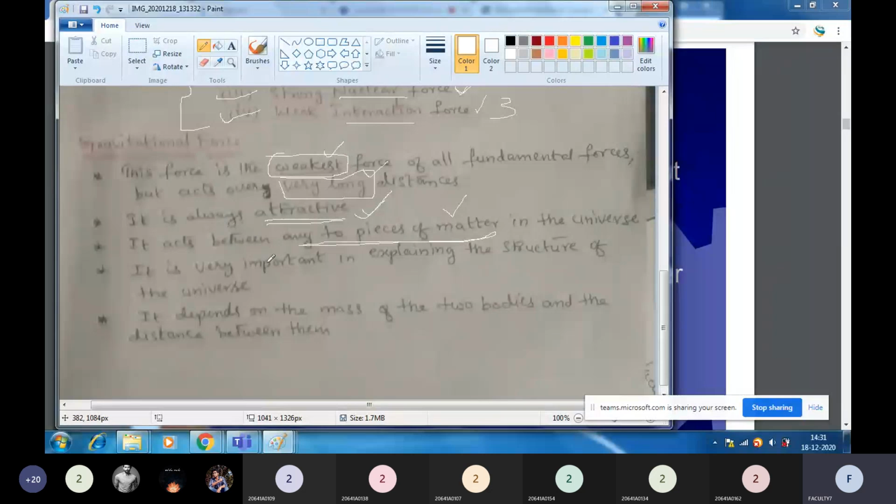Now what is the next point here? Depending on the gravitational force, we can explain the structure of the universe. The entire universe depends on the gravitational force, so we can explain the structure of the universe depending on it.